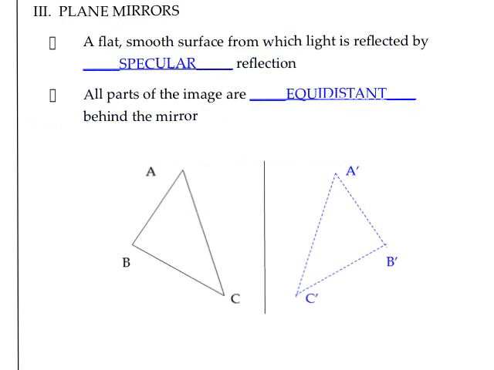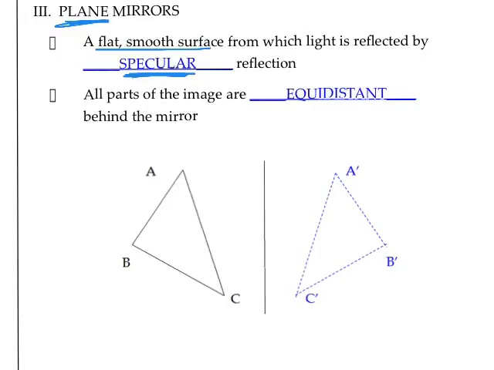Next, we're going to talk about different types of mirrors. For this lesson, we're only going to visit plane mirrors, and then the curved ones we'll talk about in a future lesson. So a plane mirror, notice the spelling of it, just means a flat, smooth surface. And if we have a plane mirror, the flat, smooth surface from which light is reflected will reflect in the form of specular reflection. So all of our incident light rays and reflected light rays are going to be parallel.